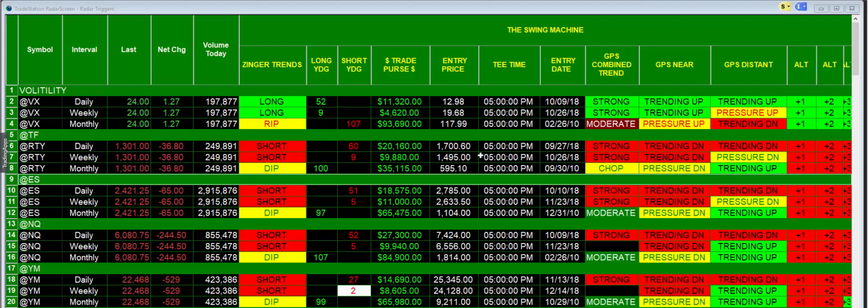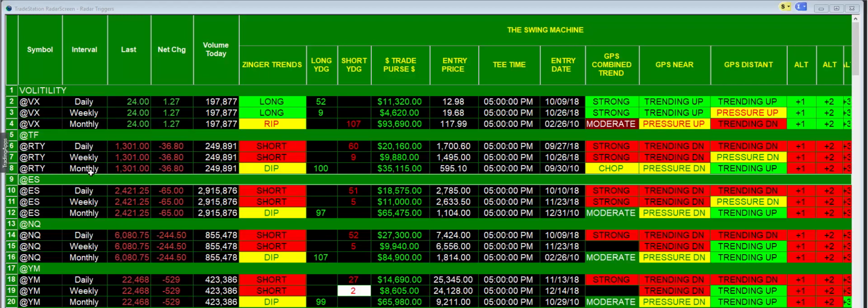We went into a bear market on the Russell on October 26th. Now, one contract you would be up $9,880. But I ask you, how much would you have saved if you had just sold some of your Russell 2000, the Russell small caps, back on October 26th?